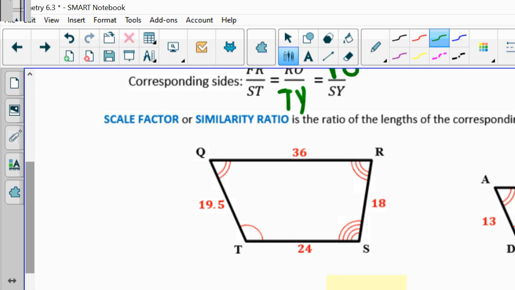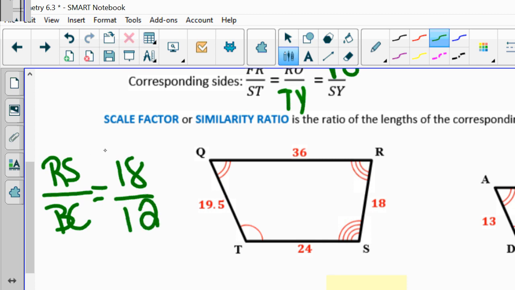Okay? So here it says, what is the common ratio or the scale factor of QRST to ABCD? They're all going to be the same if they're similar, so I just need to pick one similar side and work out that proportion statement. Okay? So let's say I wanted to do RS is proportional to BC. So RS is 18, BC is 12. 18 and 12, biggest number they have in common, 6. So that reduces to 3/2. So the common ratio of 3/2 is also the scale factor of QRST to ABCD. Okay?